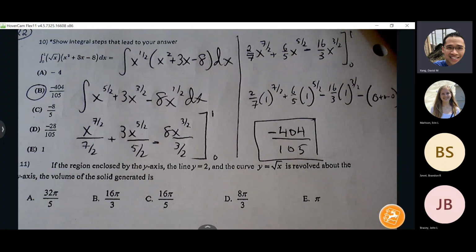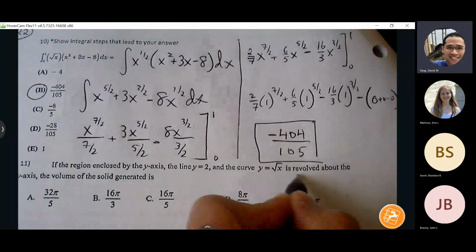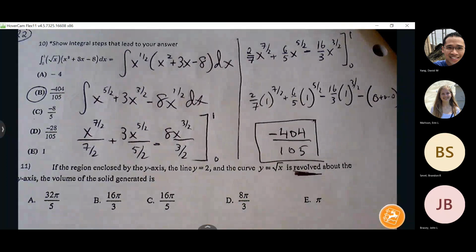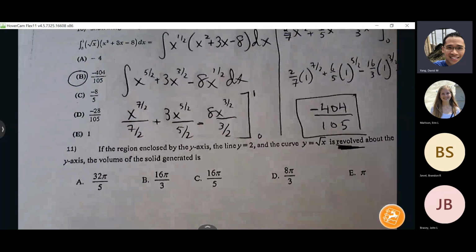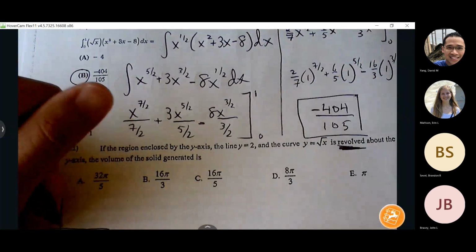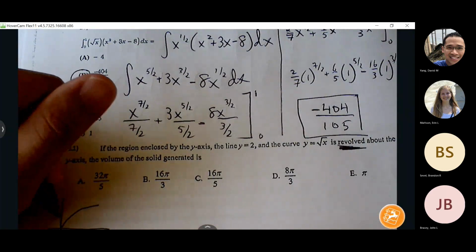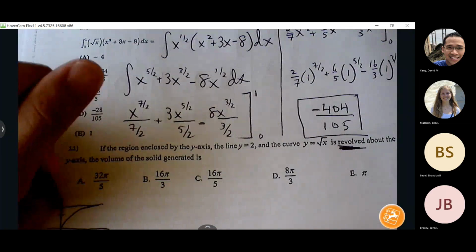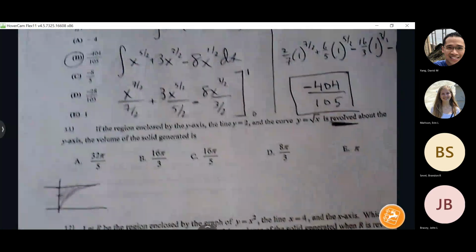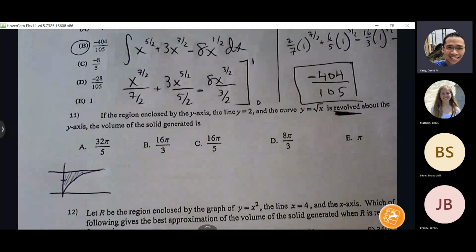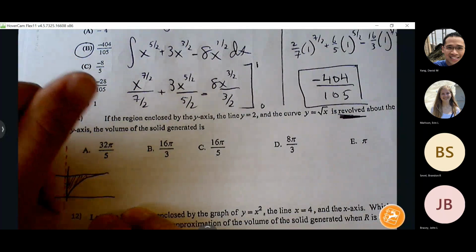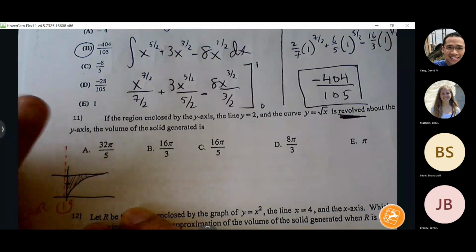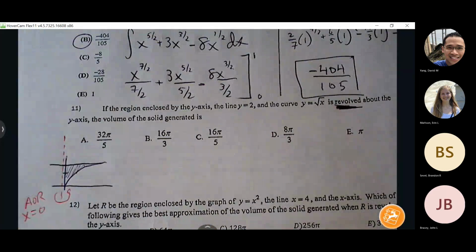Okay, number 11, you see the word revolved. You know it's got to be either the disk or washer method, a volume problem. Okay, y equals 2, y equals square root of x. You've got a radical function, you have y equals 2, and you have the y-axis. Revolved about the y-axis. So here's my axis of revolution. Disk or washer method?